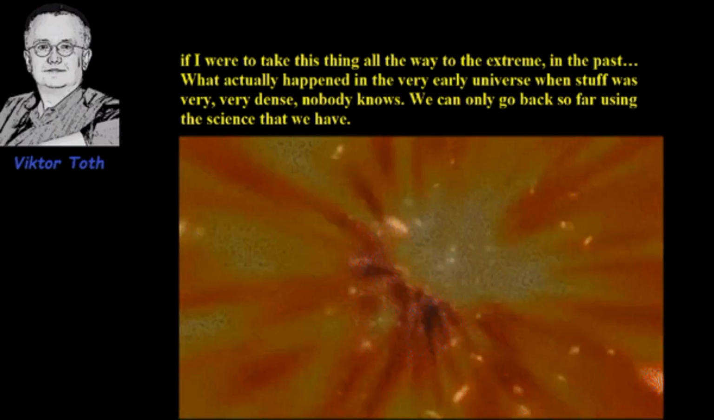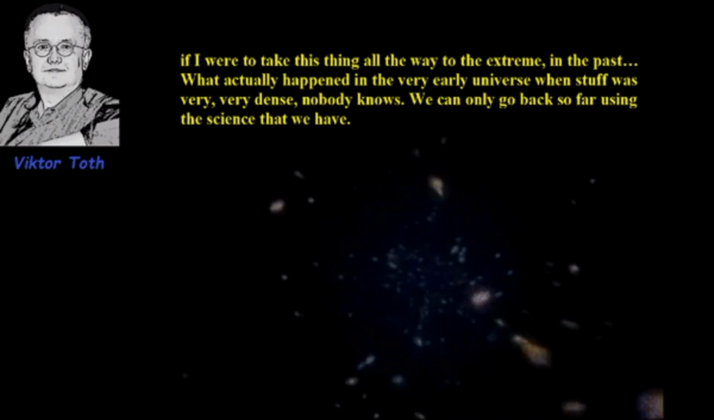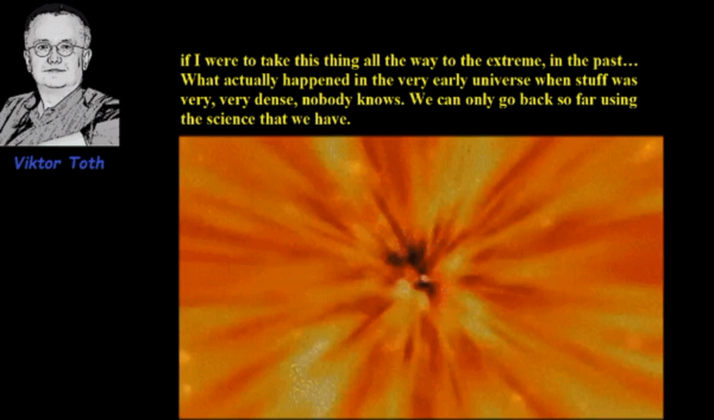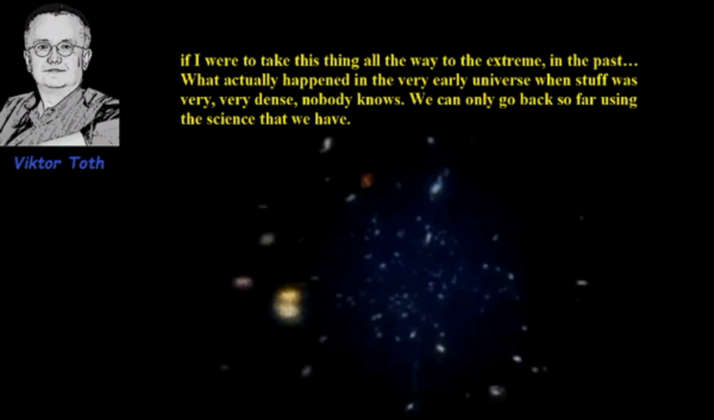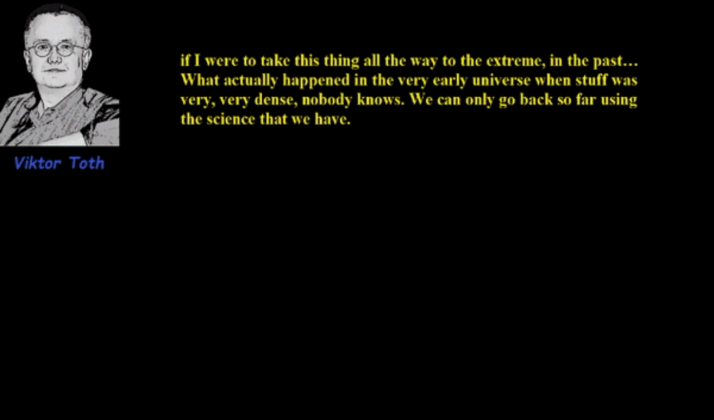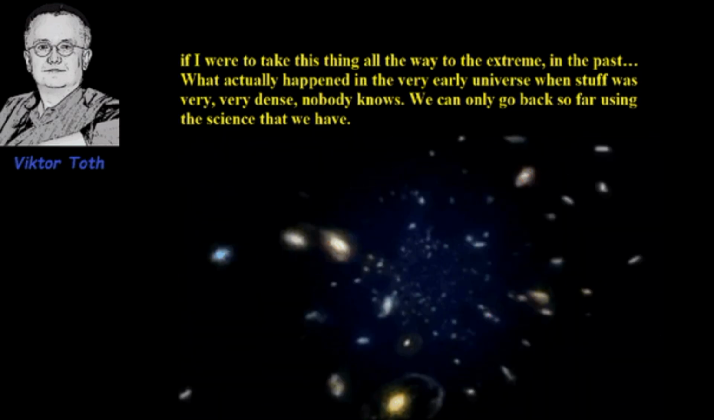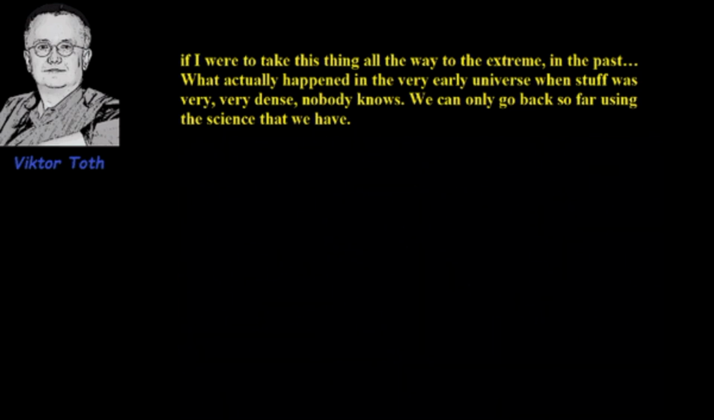Okay, so here he continues, says, if I were to take this thing all the way to the extreme in the past, what actually happened in the very early universe, when stuff was very, very dense, nobody knows. Yeah, we do know, but mathematicians don't know. We can only go back so far using the science that we have. In other words, what he's saying is you take the motion picture to the past. You rewind the videotape, and all the galaxies, all the stars, everything comes together. And at some point in the past, they even crunch together and no longer are galaxies or stars or anything. They become atoms. And before that, you have energy, I guess, this undefined word, mass, right?